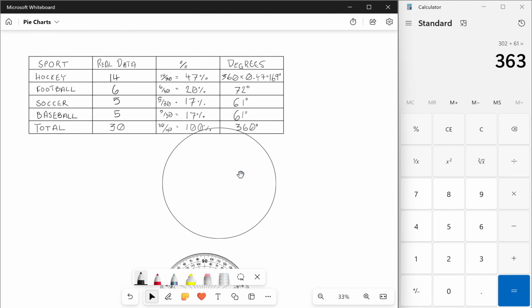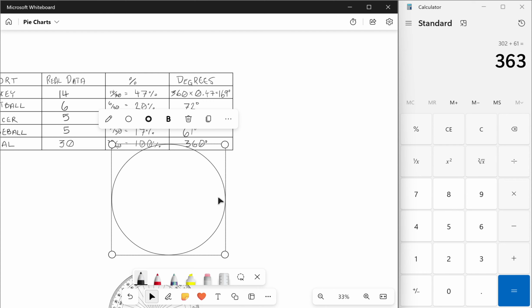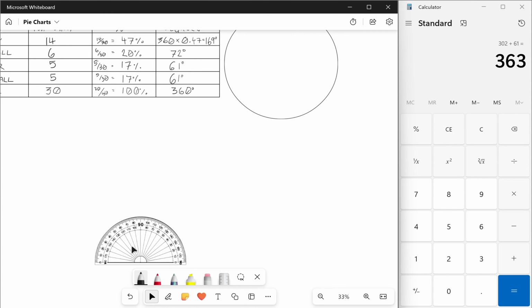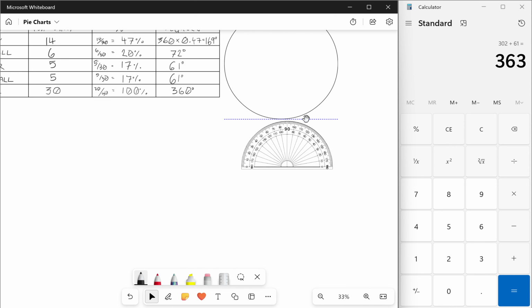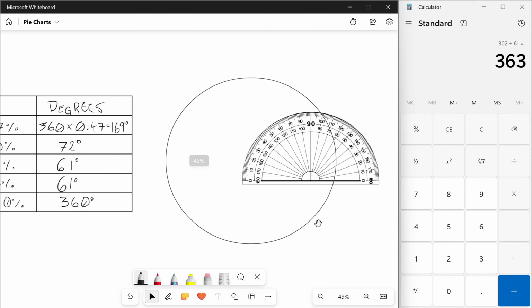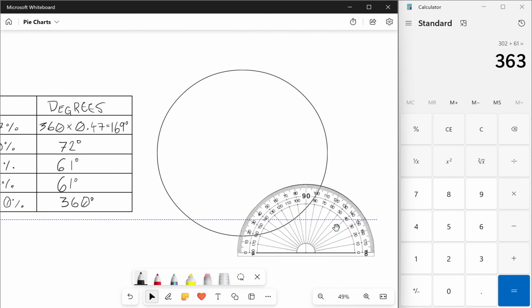And you can see I have a protractor ready to go. So when you're doing this by hand, that is a really important tool to have on hand. A protractor, it's how you are going to measure your degrees. So let's move this up so we can use it as well. And I will zoom in. Okay, so I've got my protractor, I've got my circle.